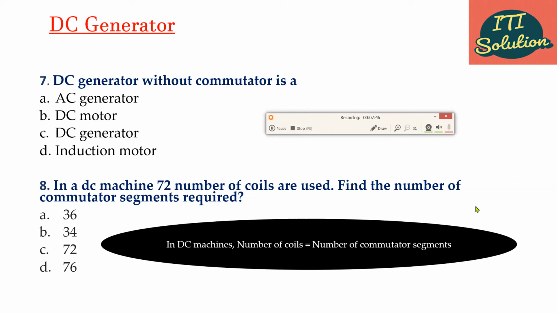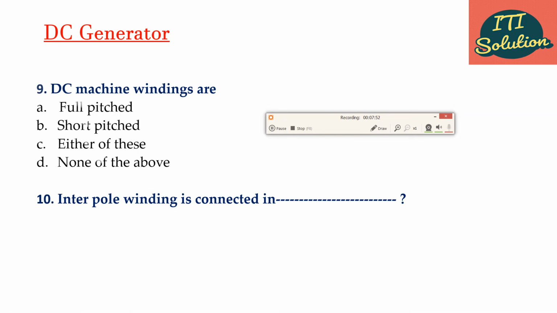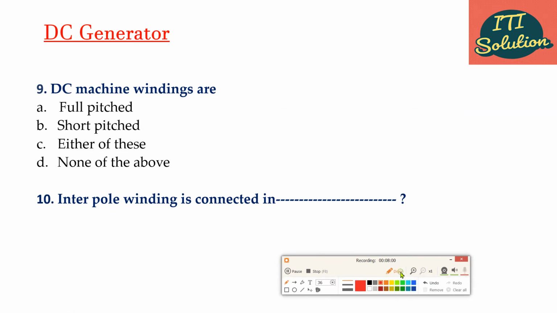Next question. DC machine windings are, option A, full pitch, option B, short pitch, option C, either of these, and option D, none of the above. The correct answer is option A, full pitch, because in DC machines windings are full pitch windings. It offers maximum induced EMF within the coil. There is no requirement of short pitch coil like in an alternator. Clear? Next question.